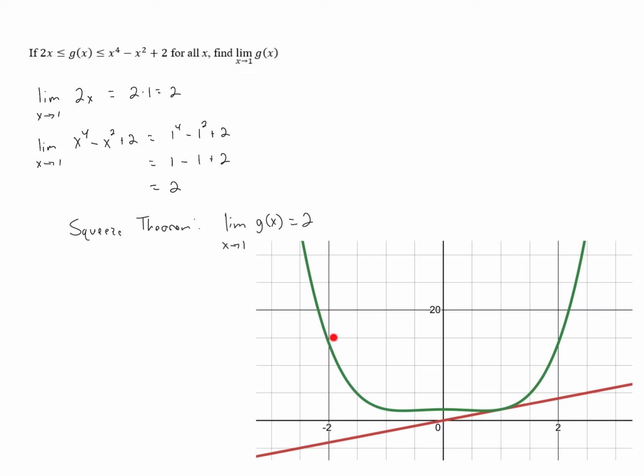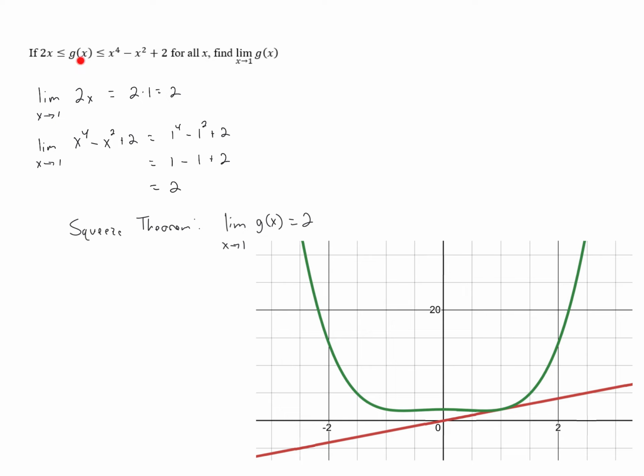All right, so this graph up here is the graph of x to the fourth minus x squared plus 2. And then the graph below is 2x. I know you might think this should look steeper, but if you look at the different scales for the x and y axes, you can see that they're using different scales. I've stretched the graph out just so that we can see things a little bit more clearly.